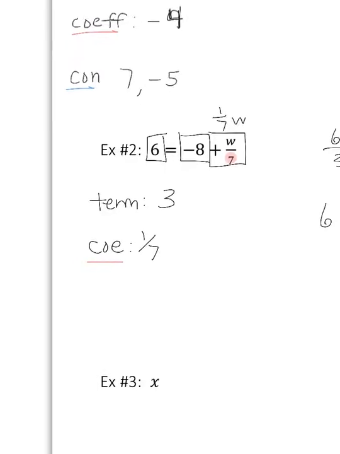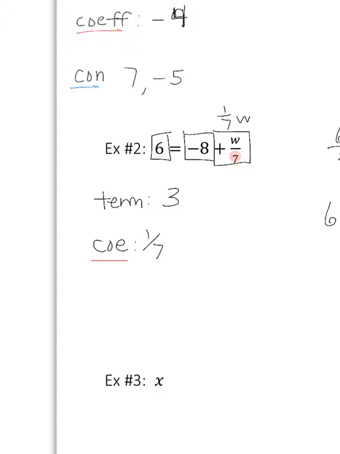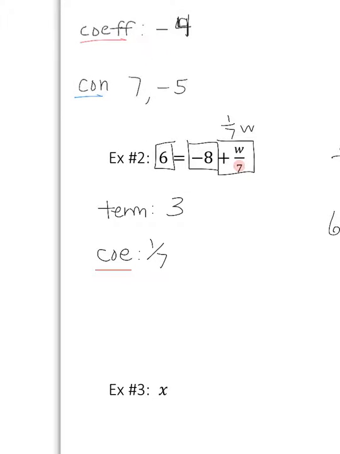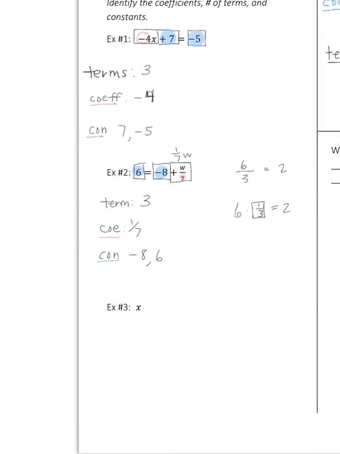Now, to go to that last one, let's do our constants. So, sorry about that. Our constants, in this case, we've got a negative 8 and a positive 6. Those are the numbers without the variable. So we will write negative 8 and positive 6. So that's what we get for the next one.